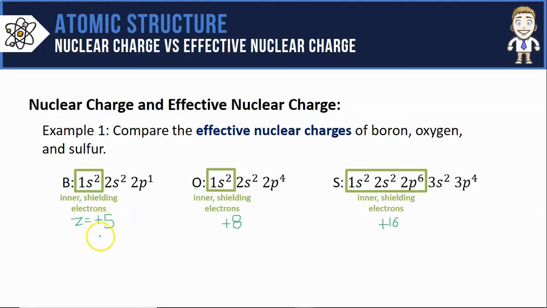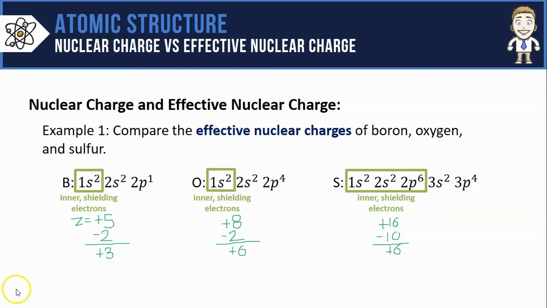So boron's nucleus has a plus 5 charge, but there's 2 core electrons to shield that plus 5 charge, resulting in an effective nuclear charge of plus 3. For oxygen and its 2 shielding electrons, subtracting those out tells me that its effective nuclear charge is plus 6. And sulfur is a much larger atom and has a lot more shielding electrons, 10 of them in fact. Subtracting out those 10 shielding electrons means that sulfur also has an effective nuclear charge of +6.